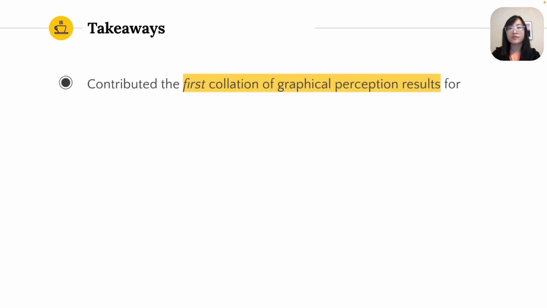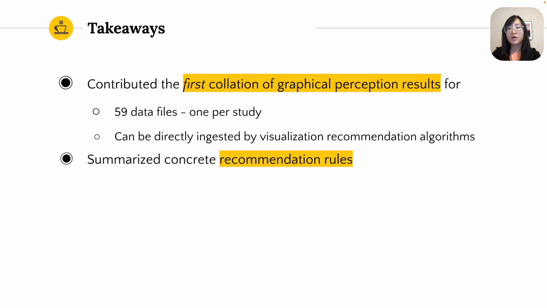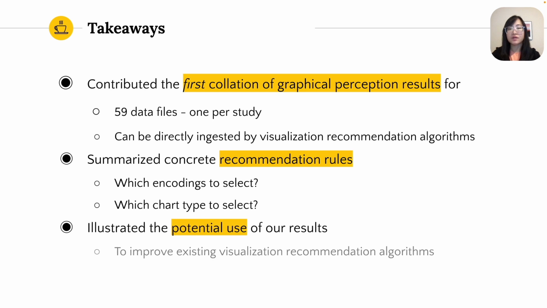In summary, we review a broad range of literature focusing on graphical perception. We contribute 59 data files, one for each study, recording how visualizations are compared based on different tasks and metrics. This dataset can be directly ingested by visualization recommendation algorithms. We also summarize concrete recommendation rules for algorithms to generate effective visualization designs. Finally, we illustrate how our results can be used to improve existing algorithms.